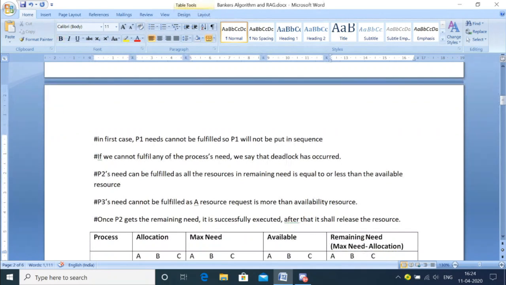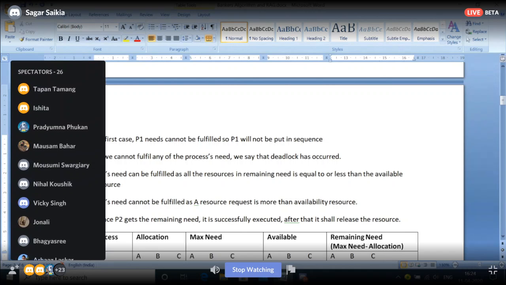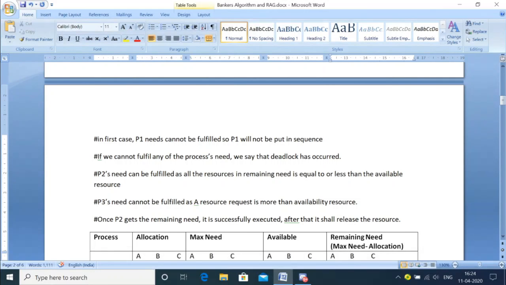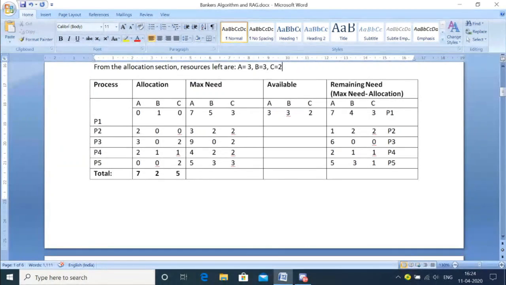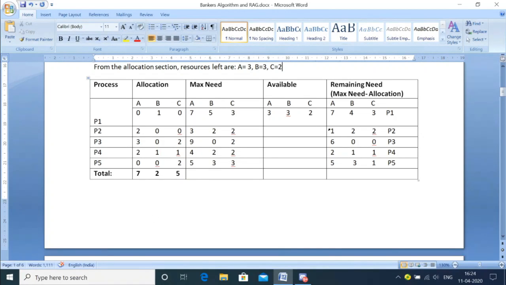Okay, now let us check P2's need. P2's need can be fulfilled if all the resources in the remaining need are equal to or less than the available resources. So let us check. Okay, so this is the availability for P2. What does P2 need? It needs one instance of A. But how many instances of A do we have? Three, isn't it? So how many instances of A do we have in stock? Three. So easily we can allocate. Then for B, how many instances of B does it need? Two, isn't it?